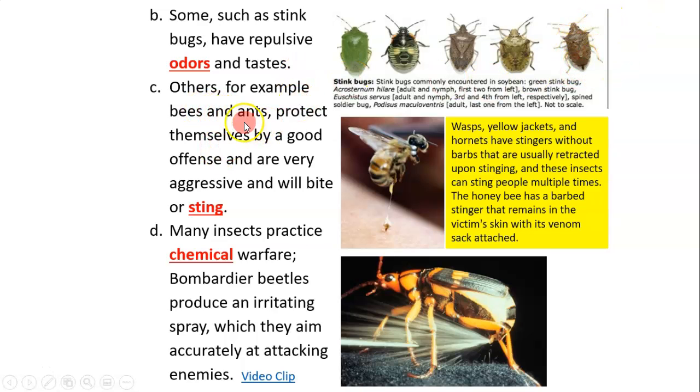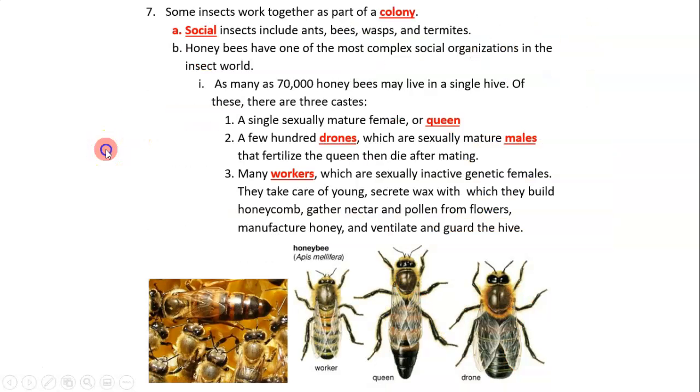Other insects, for example, bees and ants, protect themselves by a good offense, which means they can be very aggressive and will bite or sting if they need to. Many insects practice chemical warfare, like the bombardier beetle. These guys produce an irritating spray, which they can aim accurately at attacking enemies, and I'll show you this clip. We have a type of ant in Utah called the wood ant that sprays formic acid out of its posterior end to ward off enemies.